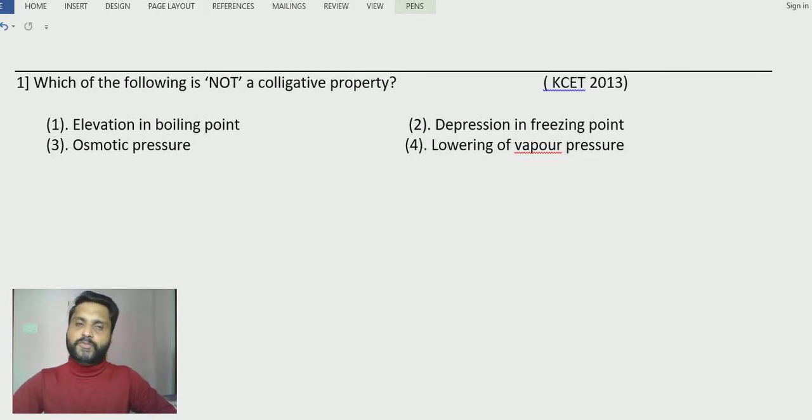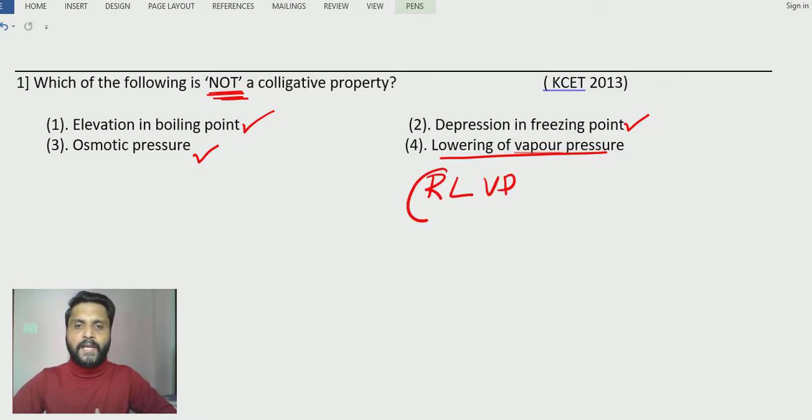Now we will solve some problems, students. Question number 1. Which of the following is not a colligative property? I just gave the types of colligative properties, but in detail we are going to learn about all of them in the videos to come. So first, elevation of the boiling point is a colligative property. Depression of the freezing point is a colligative property. Osmotic pressure is also a colligative property. And which one is not a colligative property? It is lowering of vapor pressure. Actually, it should be relative lowering of vapor pressure. The word relative should come. So the one that is not a colligative property is option number 4 here, right, students?